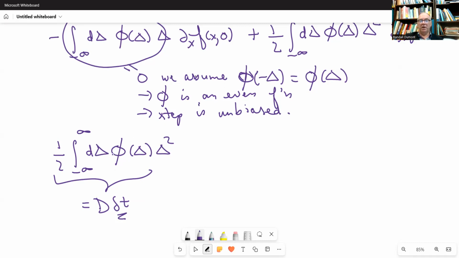So what could happen? You could have powers of delta t that are less than 1, or powers of delta t that are higher than 1. If we have any powers of delta t that are higher than 1, they'll go away when I take the limit delta t goes to 0 for our equation. Anyway, what do we have so far?